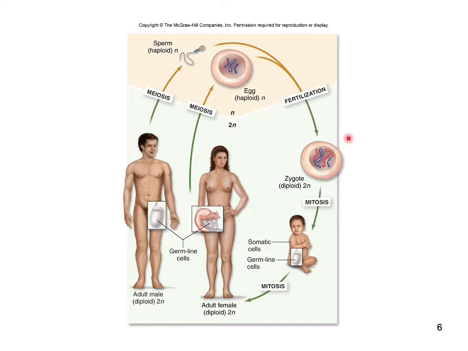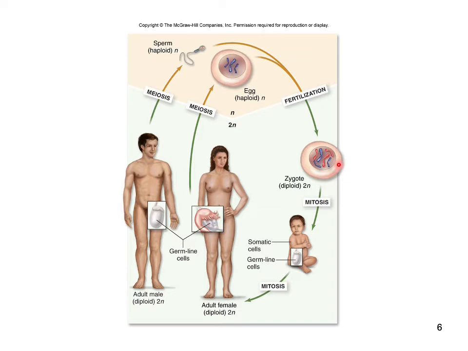So we need to have a zygote that returns to the normal 46 chromosomes. And the only way to do that is if eggs and sperm are half of the diploid amount. And so for that, we need a special cell division process called meiosis. The purpose of meiosis is to take a diploid germline cell and from it make genetically unique haploid gametes so that upon fertilization they can form a diploid zygote.